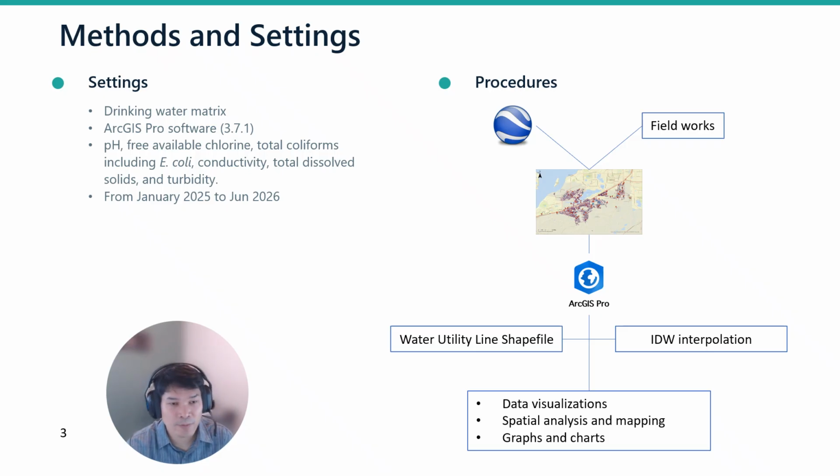The main platform for this project is ArcGIS Pro software. We focus on 6 parameters as mentioned in this slide: pH, free chlorine, total coliform including E. coli, conductivity, total dissolved solids, and turbidity. The historical data from 2025 to June 2026 were provided by EHS.